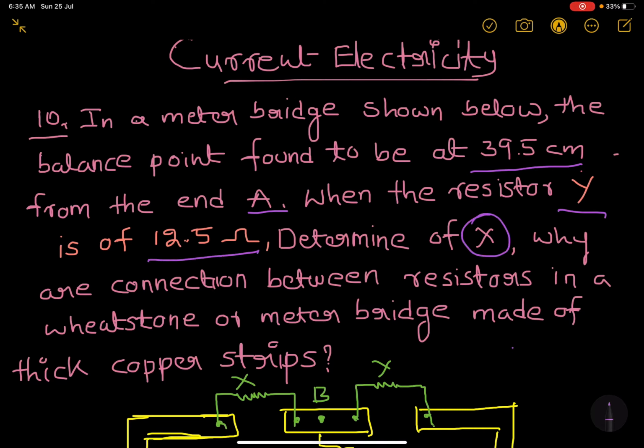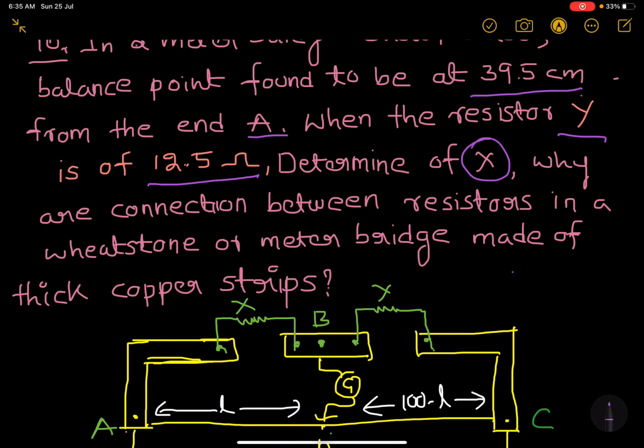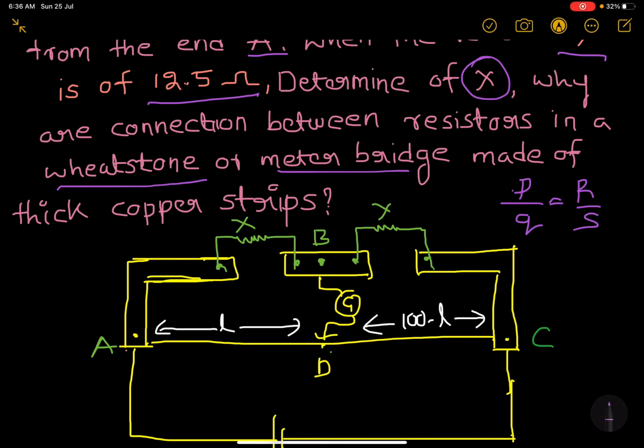Actually, what we can find out is X. X and Y are resistors connected in a Wheatstone bridge or meter bridge. Already we discussed what the Wheatstone bridge is. Balancing means P by Q equal to R by S. Here also X is one resistance, Y is one resistance, and below is the balancing point, where the galvanometer shows null deflection. This is the third resistance, this is the fourth. Then Y is given, so we can find X. X is how much?